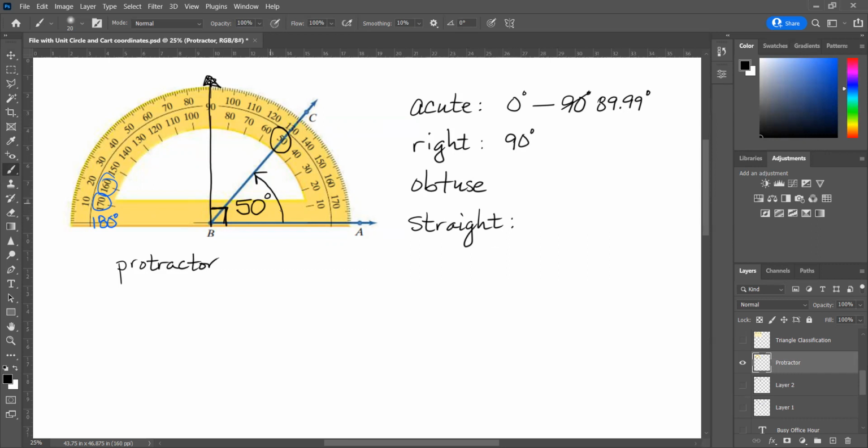Notice that if we were to rotate from this ray BA all the way over to headed the left direction, we've made a straight line. So that's why we call 180 degrees a straight angle. And an obtuse angle is anywhere between 90 degrees and 180 degrees. So it's bigger than 90 degrees, but it's less than 180 degrees.